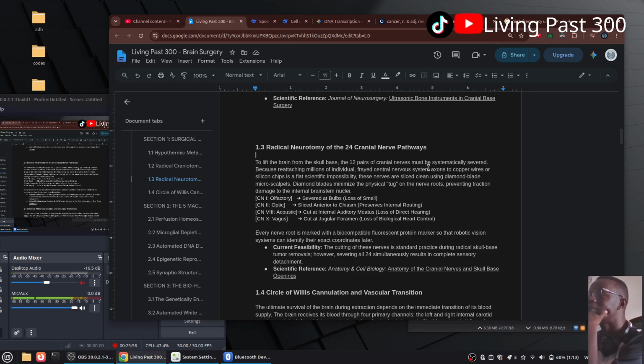Okay, it makes sense. Because basically these 12 pairs of cranial nerves move down, then they branch out into many different pieces. It would be a nightmare to put sensors on all of them, so we'll just have to remove them. But we'd have to be very cautious, otherwise we could damage the internal brainstem nuclei. Okay, it makes sense.